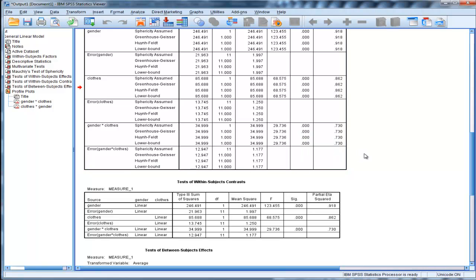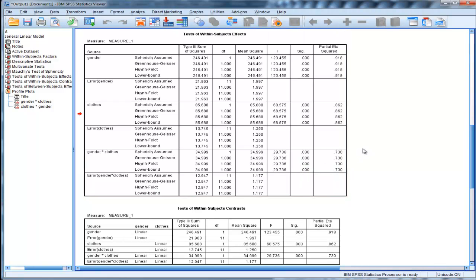And anytime you get a significant interaction, interpreting your main effects becomes complicated. Now, this is controversial in terms of exactly what you should do, and I'm going to show you what I do. Because I think you can interpret main effects even when you have a significant interaction. I'll show you why. In this case here, we have a significant interaction with an F of 29.736 and p less than 0.001 and partial lambda squared of 0.73.